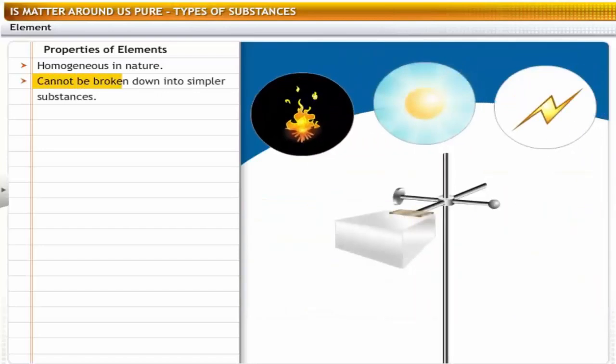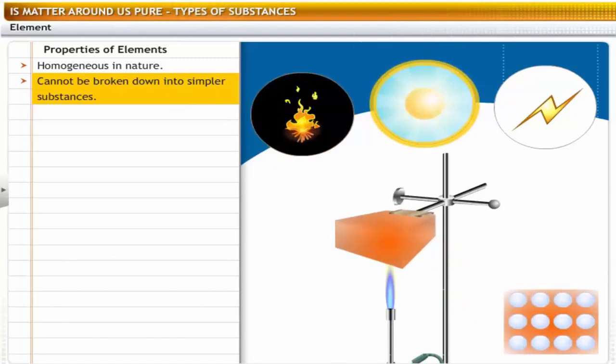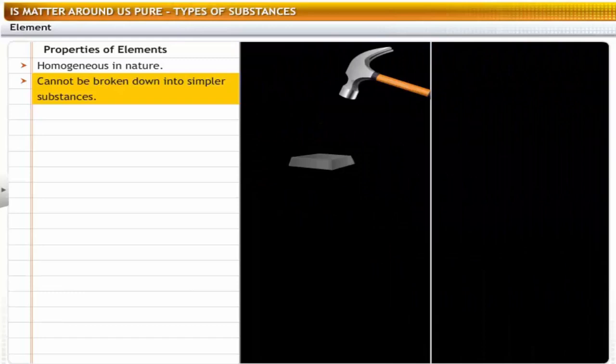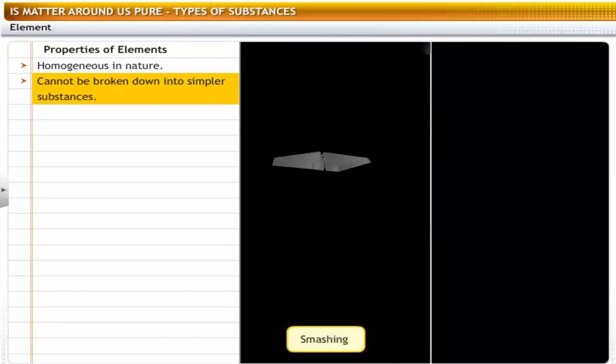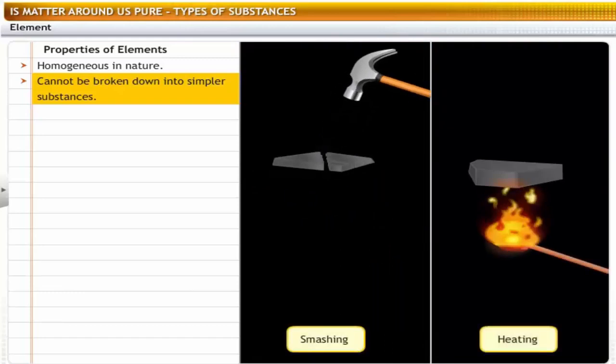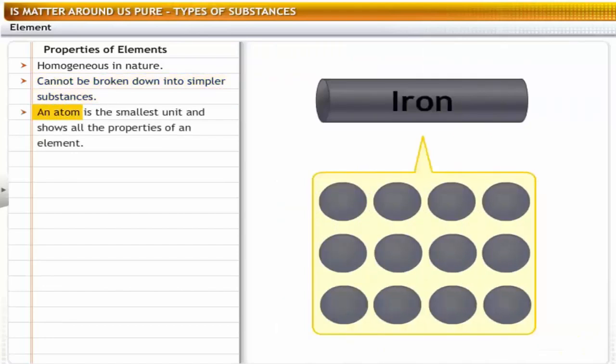An element cannot be broken down into simpler substances by any physical or chemical methods such as heat, light, electricity, or chemical reactions with other substances. For example, if you were to smash a piece of iron into small pieces or heat it, the piece still remains as the element iron. An atom is the smallest unit that shows all the properties of an element. For example, an atom of iron shows all the properties of that metal.